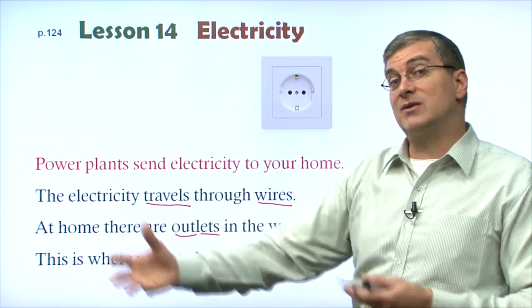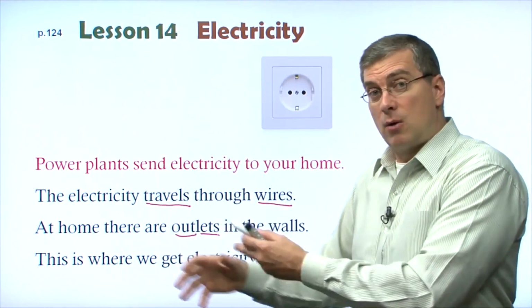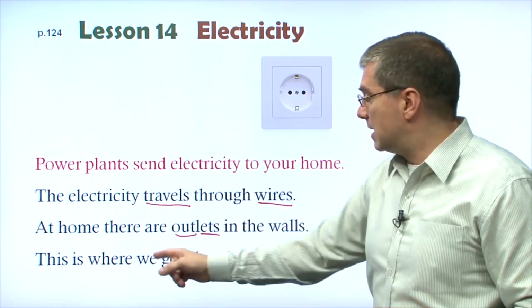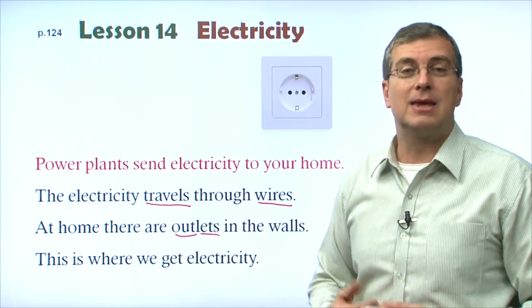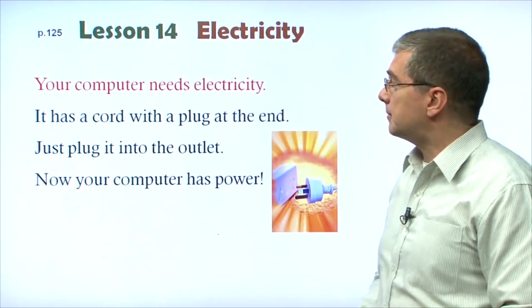So the electricity that's made by those 4 different ways is made at the power plant. The power plant sends that electricity to your house, and this is where we can get the electricity that we need. Okay, let's move on.